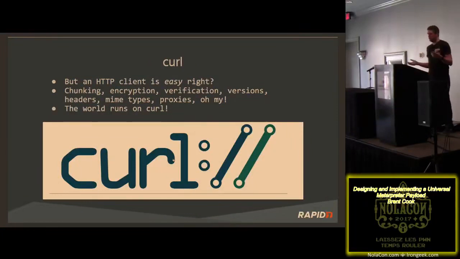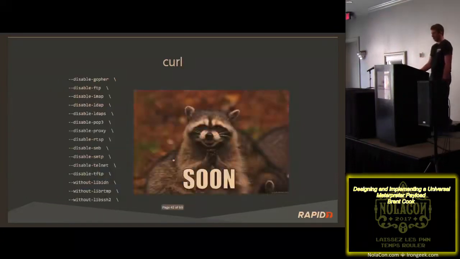And of course, curl. I like curl. Curl gets a lot of hate because hey, it's written in C and that sort of thing, but it supports so much stuff, and it's been through a lot of hell and back, and it works with all the weird things: chunking, encryption, verification, version negotiation, MIME types, proxies, all this stuff you get for free. Don't write your own HTTP client, just use curl.